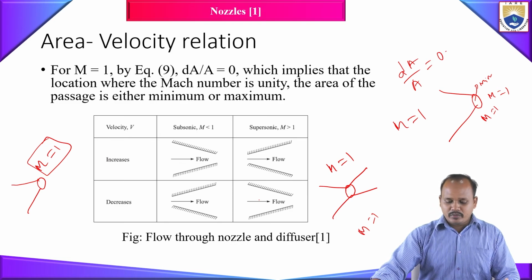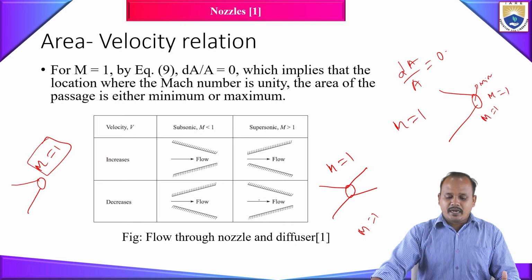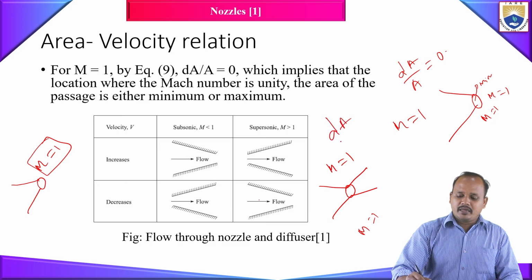So with this, I'll end today's lecture. What we have seen is what one-dimensional flow is and what quasi one-dimensional flow is. Flow through a nozzle or flow through a diffuser is an example of quasi one-dimensional flow. We took a quasi one-dimensional flow through a stream tube, and from that we derived the area-velocity relation: dA by A is equal to dV by V into m square minus 1.